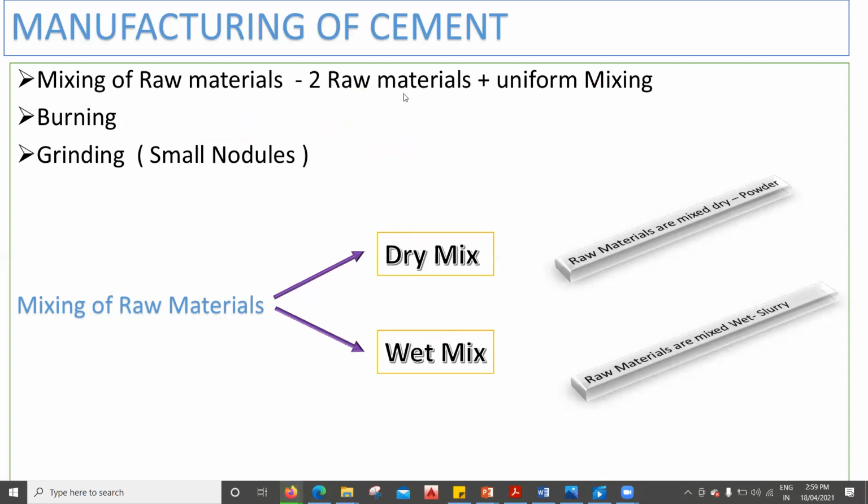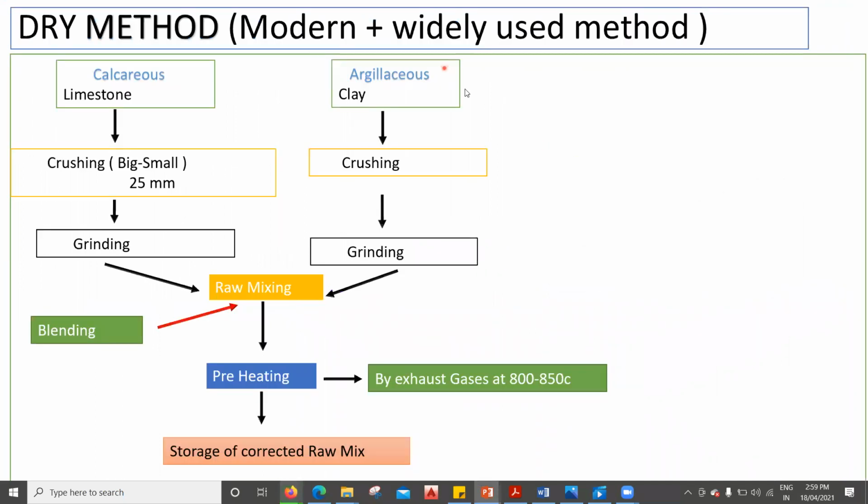With this understanding, we'll see how the dry mix is done and how cement production is done with it. As we saw, we have a dry mix and a wet mix. The dry mix is a modern and widely used method of producing cement. How do we begin? We require two raw materials: a calcareous raw material, usually limestone, and an argillaceous one, which is clay.